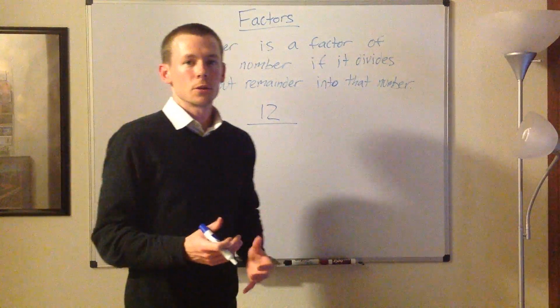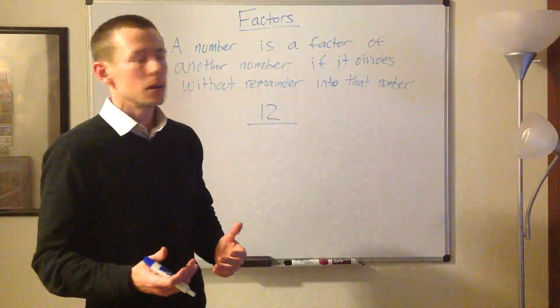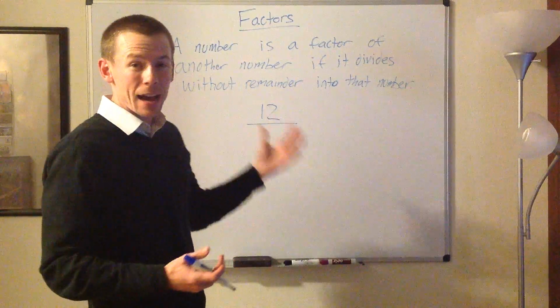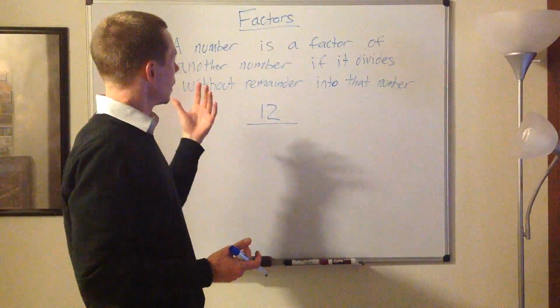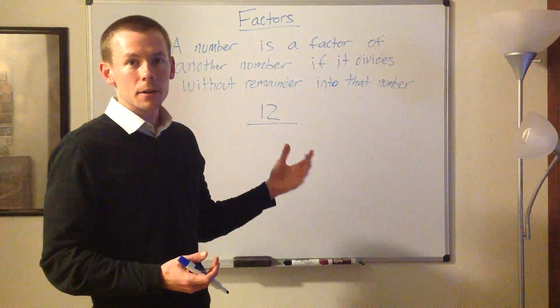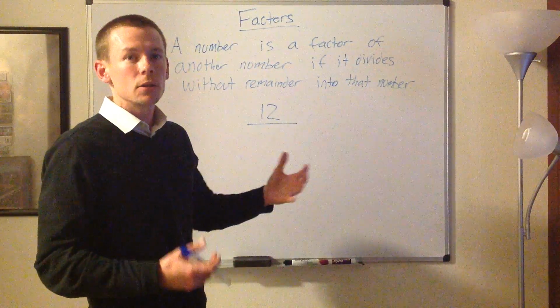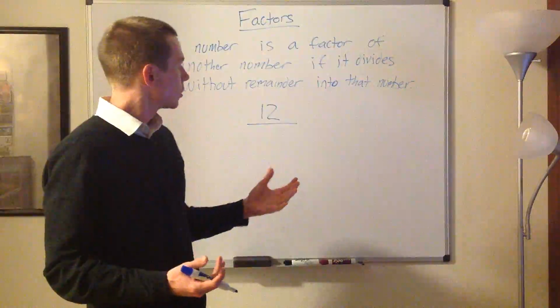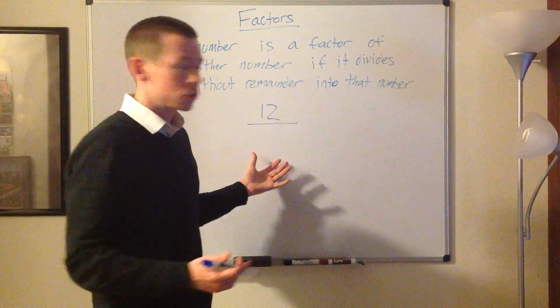This short lesson is going to examine factors. A number is a factor of another number if it divides without remainder into that number. So let's look at an example. Let's look at all the factors of the number 12.